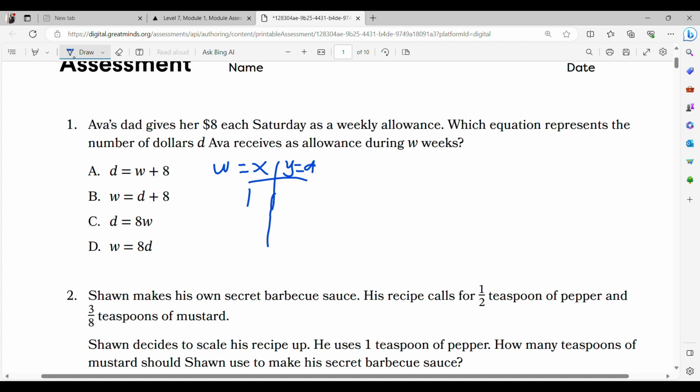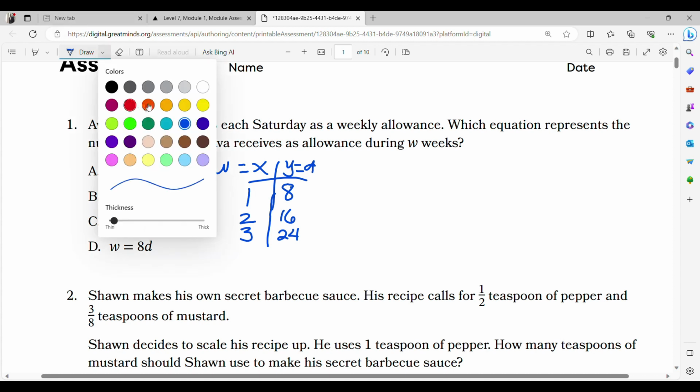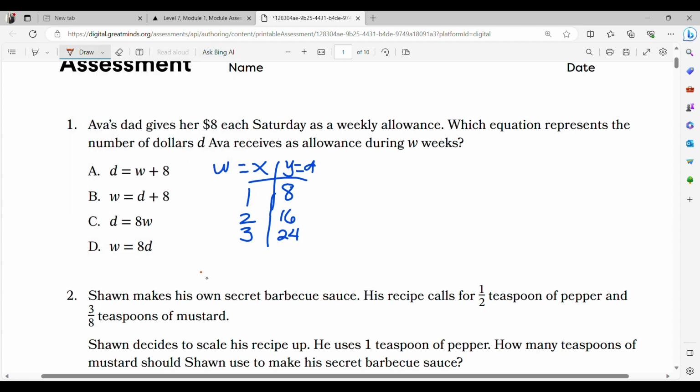So every week, which means once a week, her dad gives her $8 just for living. So if she lives 2 weeks, she'll get $16. 3 weeks, she'll get $24, so on and so forth. So what does this mean? Let's differentiate a little bit. This part here becomes our rate, our unit rate. So 1 times 8 will give us 8. 2 times 8 will give us 16. 3 times 8, 24, so on and so forth. So our rate is 8.